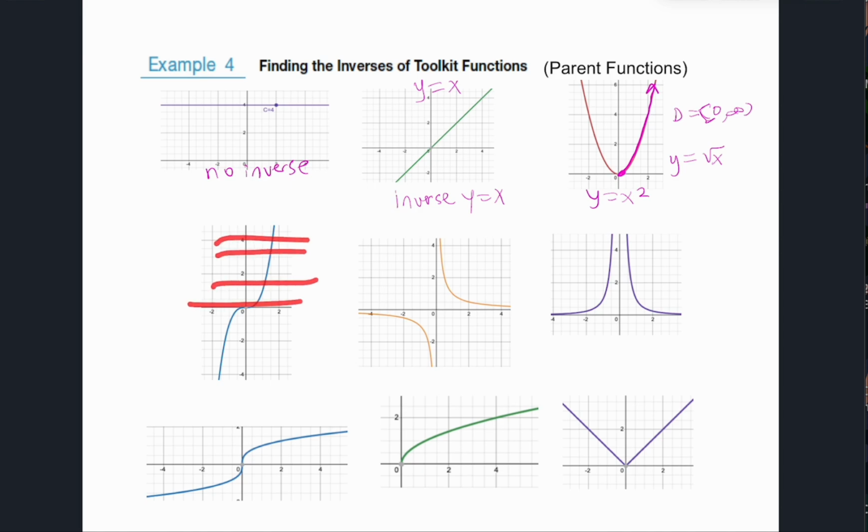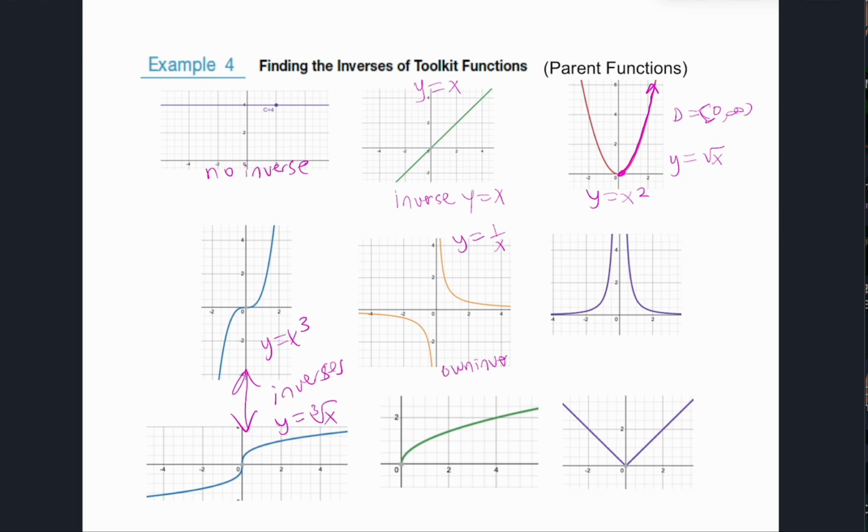This passes your horizontal line test. It is a cubic. This is y equals x cubed. This is y equals the cube root of x. These ones are inverses. Our second one here, that is our rational function, 1 over x. It is its own inverse. It does pass the horizontal line test. Horizontal lines only hit it one time. It's its own inverse. It's kind of weird like that.